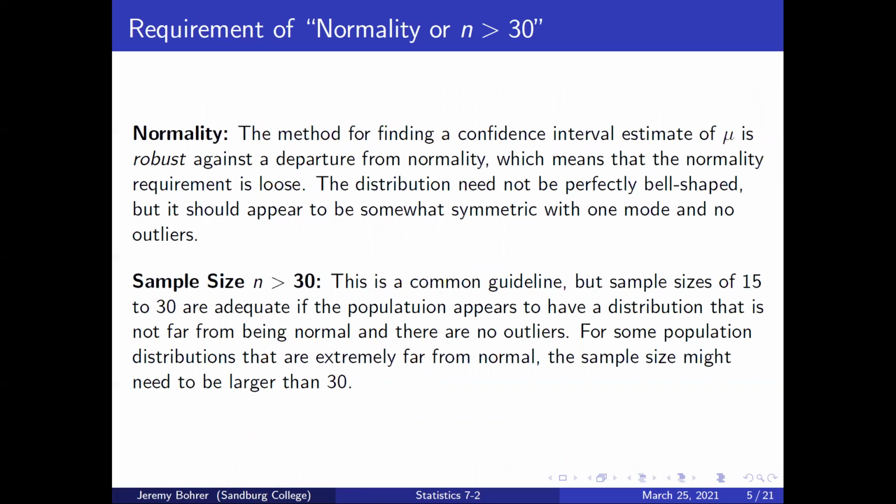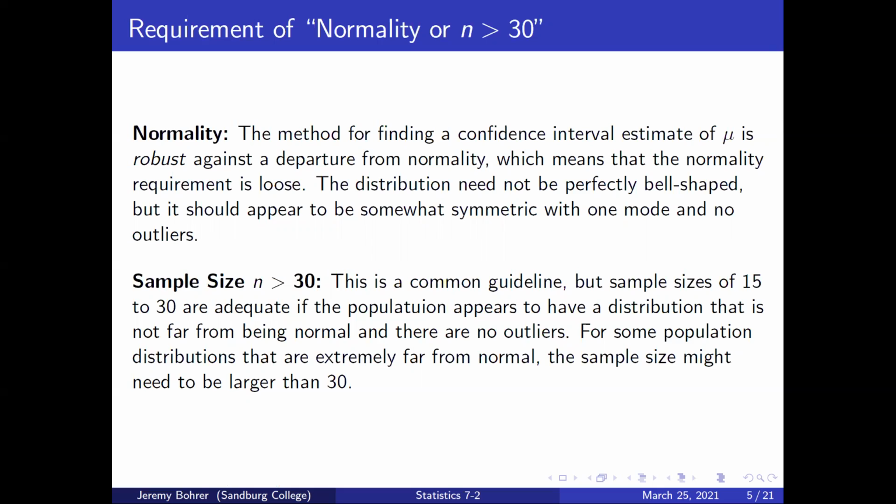Normality. The method for finding a confidence interval estimate of mu is robust against a departure from normality, which means that the normality requirement is loose. The distribution need not be perfectly bell-shaped, but it should appear to be somewhat symmetric with one mode and no outliers.